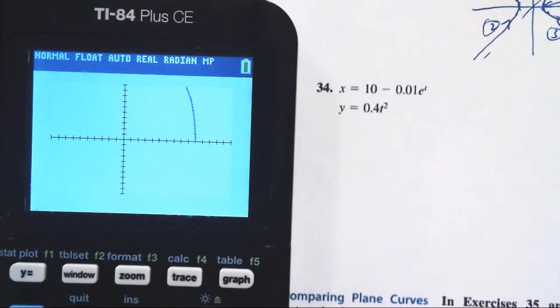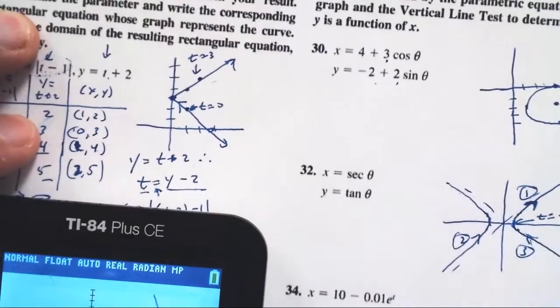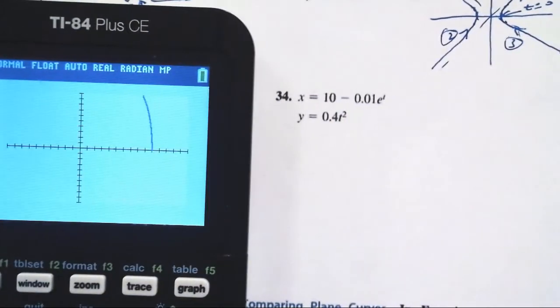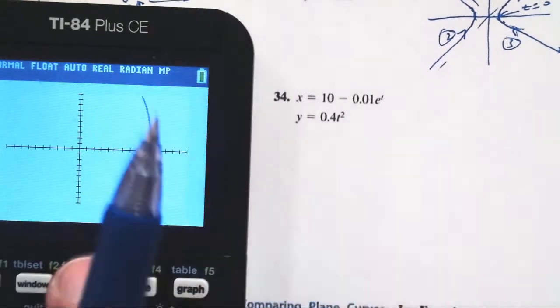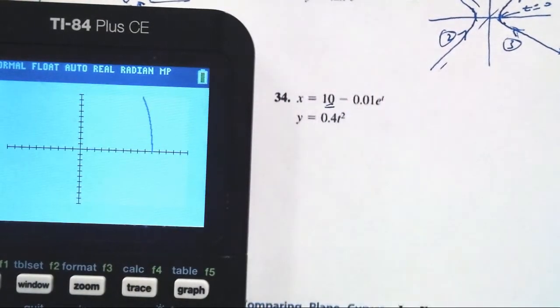As t gets bigger. Now maybe I want to set my window, because we're trying to determine, I'm going to come back and talk about vertical line tests, but I'm just getting the graphs right now. So we're just trying to determine what the graph looks like, and it seems like it goes up forever, and it might just stop at 10, and maybe it might have something to do with this. Let's think about that for a moment.